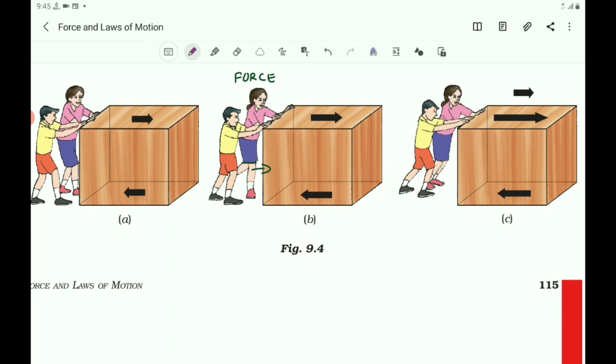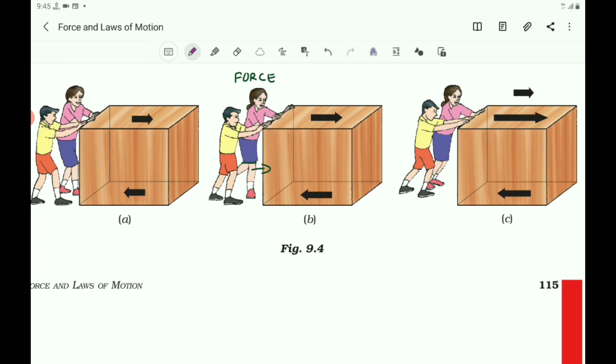We would now like to study how the acceleration of an object depends on the force applied to it and how we measure a force. You know that as the amount of force increases, the rate of change of motion also increases. So let us study how the acceleration of an object depends on the force applied to it and how we measure a force.